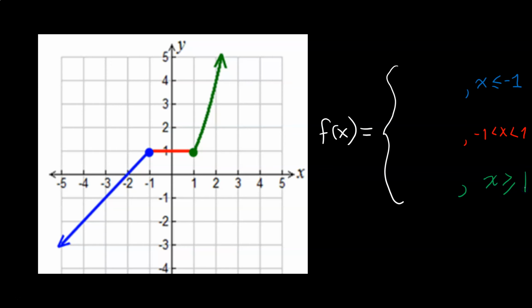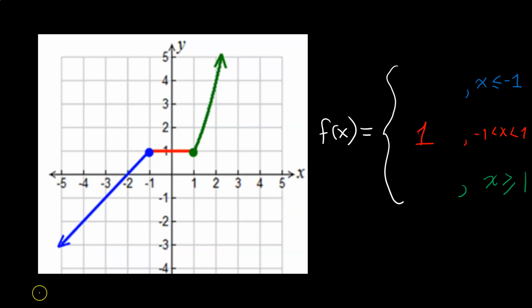Now, how then do we find the formulas for these equations? Well, the red one is the easiest because that's the constant function. So that is f of x equal to 1 for the red piece.